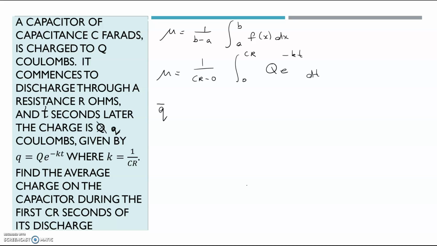Now what I'm going to do is, K is 1 over CR, you're told that, and CR then is 1 over K. Okay, so we're just flipping those around. Now we've got 1 over CR, so that's K, and I'm going to take the Q out, and then I'm going to integrate between 0 and CR, and all I've got now is the exponential function. That was just a little bit of side algebra there.